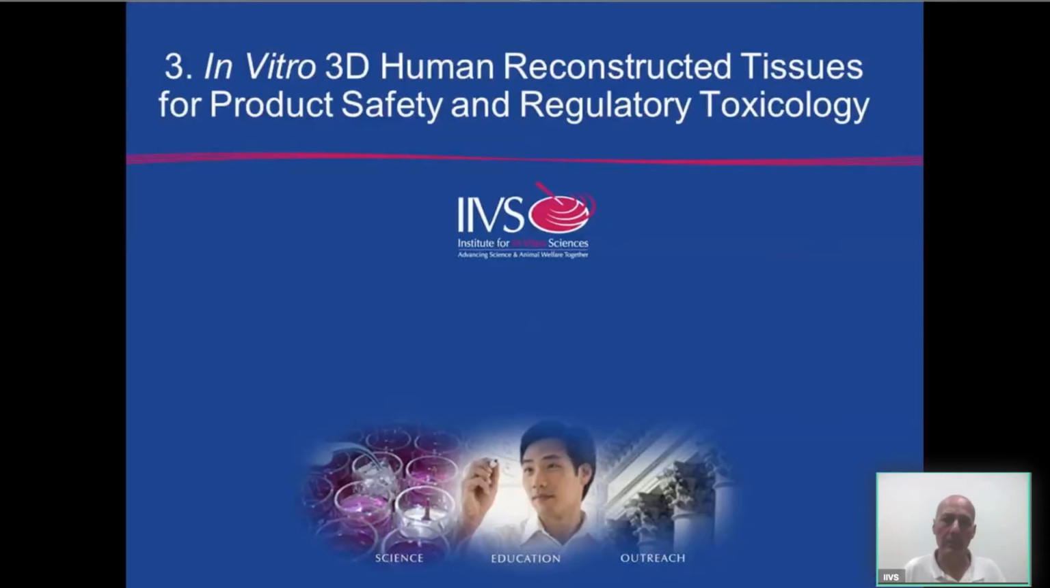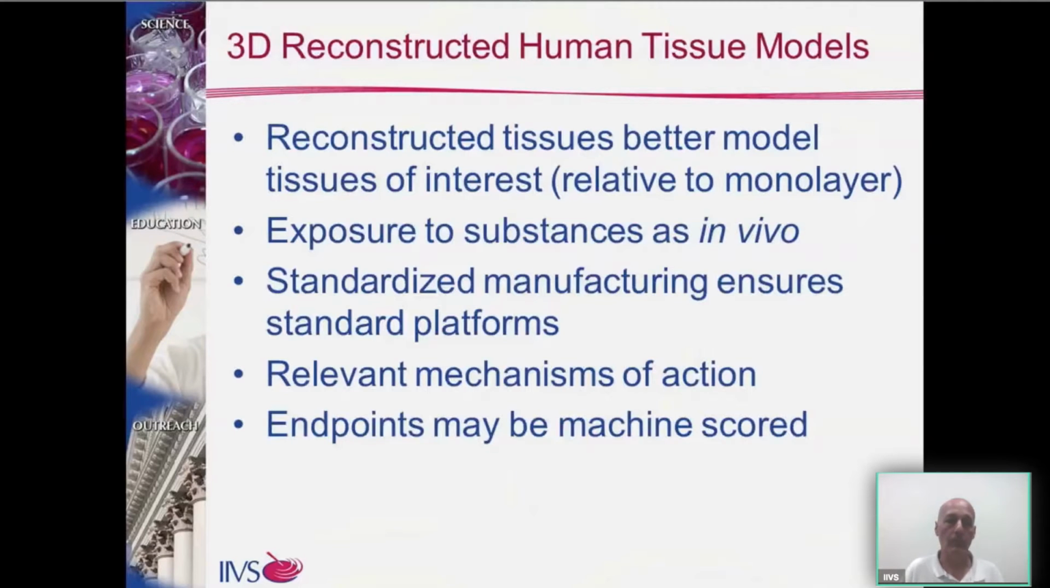The third arena has really looked at taking the concept of 2D cell culture and beginning to utilize technologies to make three-dimensional tissues with differentiated tissue states. And this really comes from the technology utilized for creating tissues for transplant purposes. Also, similar to the ex vivo tissues, reconstructed tissues better model tissues of interest relative to monolayer systems. We can expose the test substances just as in vivo. So again, we can do a topical application for skin or eye models or for mucosal tissue models.